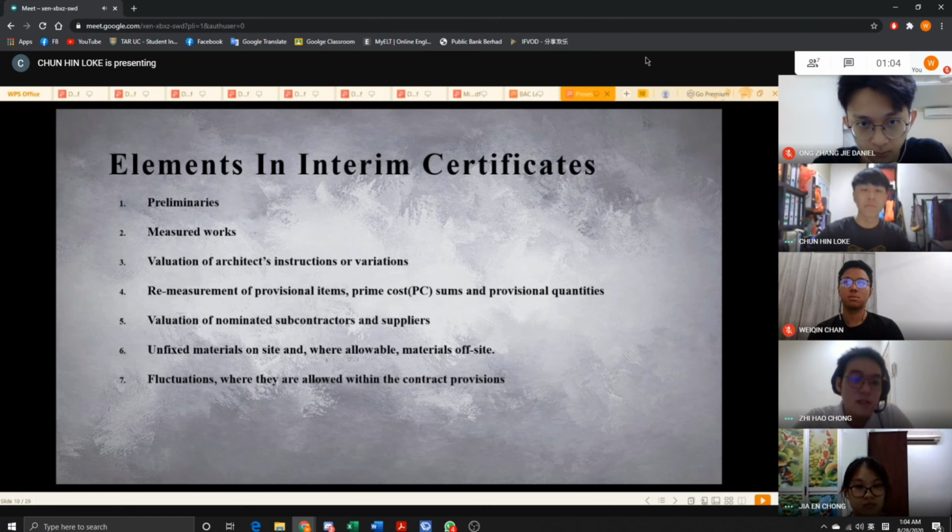Fourth, the remeasurement of provisional item, prime cost sum, and provisional quantities. Five, the valuation of nominated subcontractors and suppliers. Six, the unfixed material on site and where allowable materials off site. Last but not least, the fluctuation where they are allowed within the contract provisions.